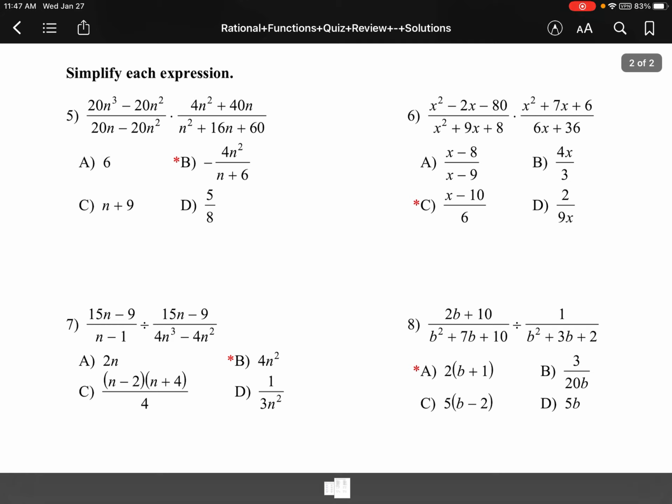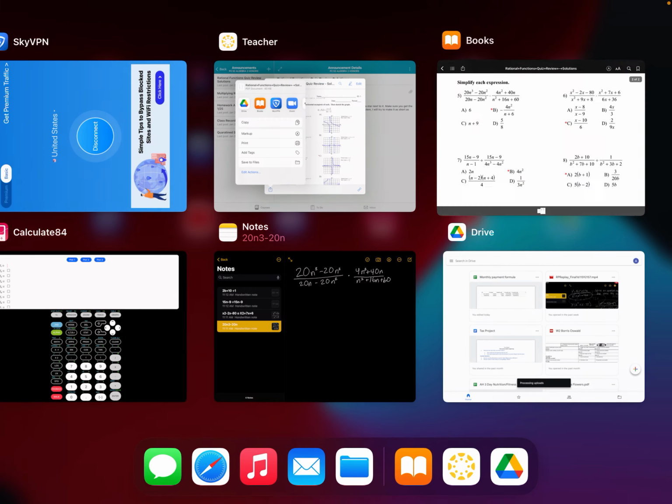So if you remember from class, step 1, and I have this written on your worksheet, you have written down the steps for multiplying. Step 1 is going to be to factor everything. So let's go ahead and factor everything on example 5, right? And I'm going to go over to my notes so I can have more space to write.